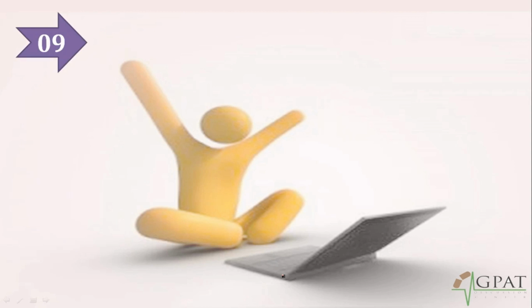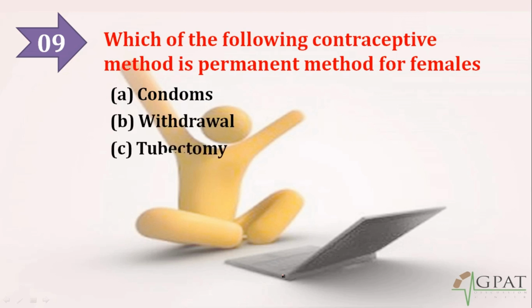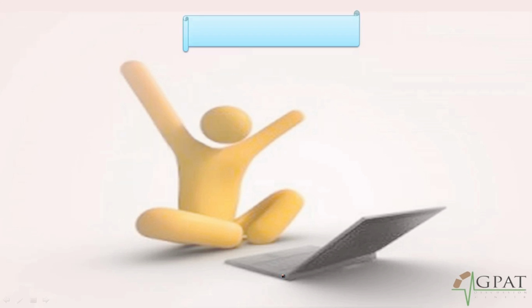Next question, question number 9. Which of the following contraceptive method is permanent method for female? Options are condoms, withdrawal, tubectomy or vasectomy, and the right option is tubectomy.